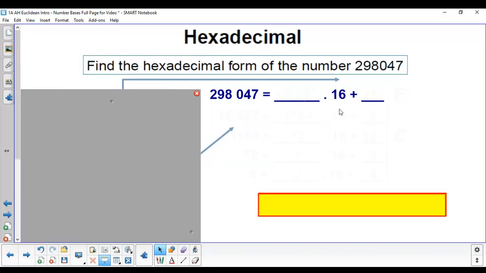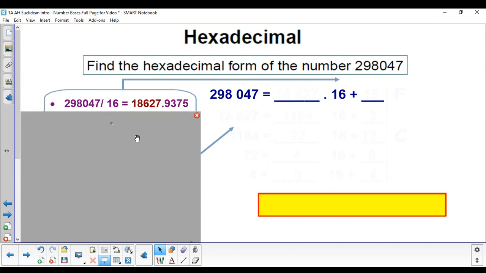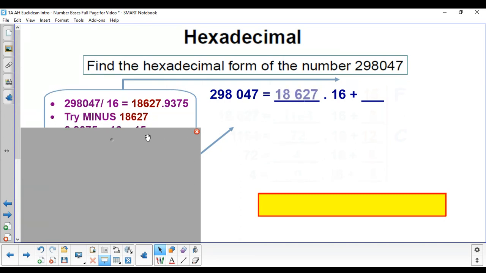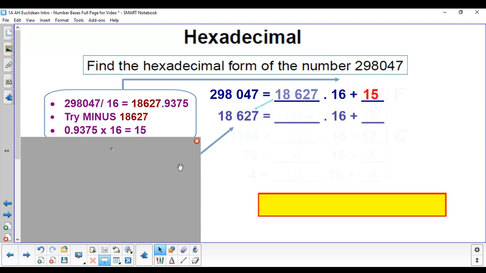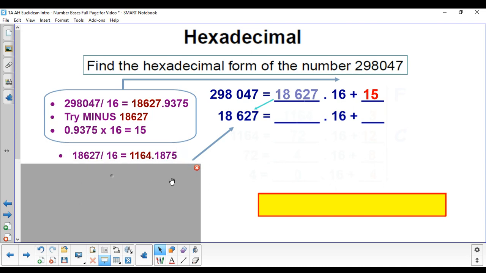So let's use the calculator and do 298047 divided by 16, and we get this answer out. So we'll put 18627 in. Take off the 18627, and then you're left with 0.9375, and times it by 16, and you'll find out what you've got left. Bring down the 18627, divide it by 16, you get 1164.